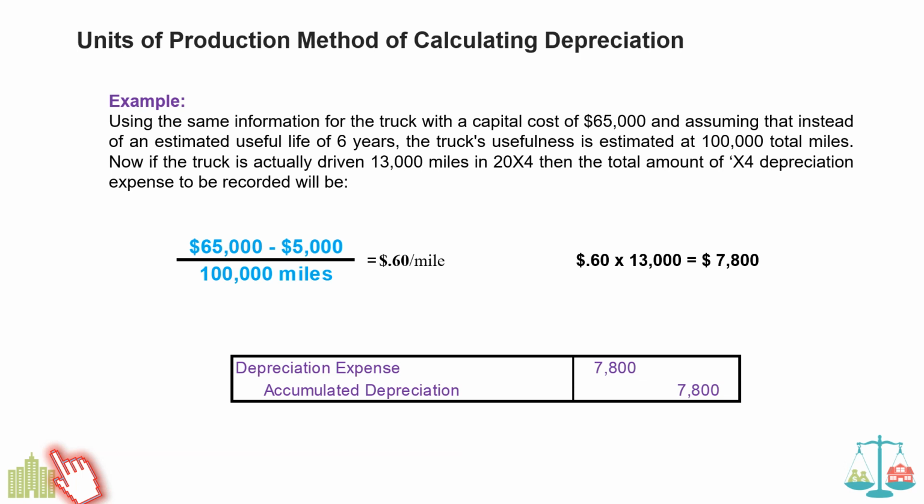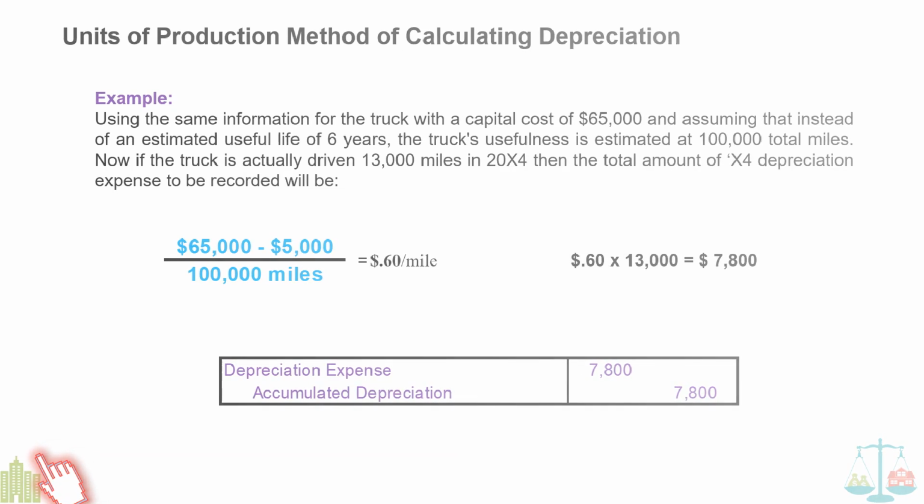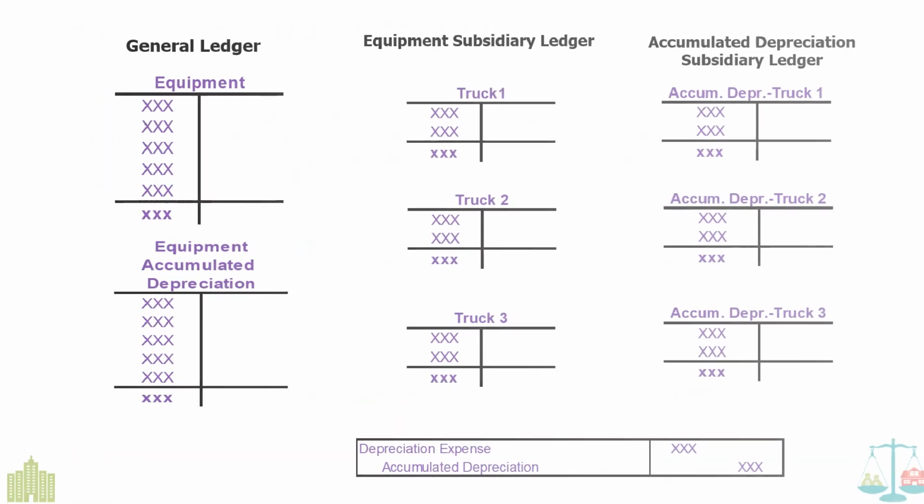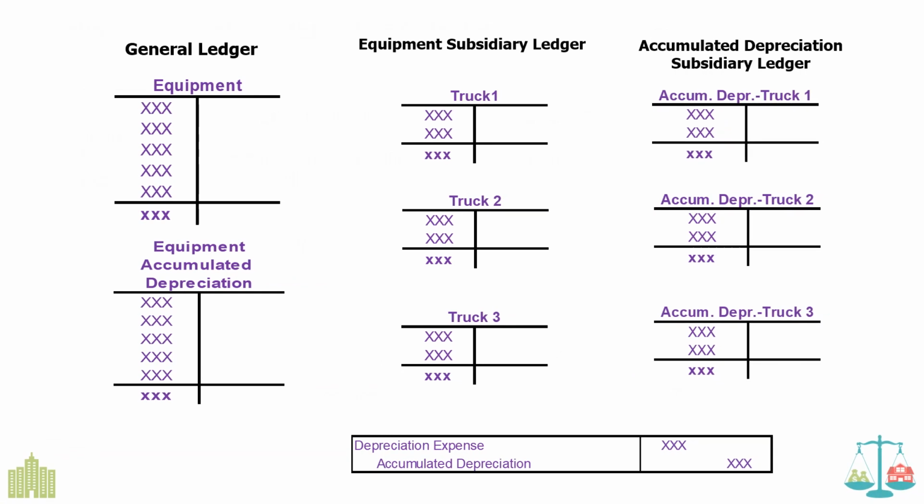It probably would be wise here to go off on a little tangent and make one other mention. Some companies have hundreds of delivery trucks, maybe even thousands of delivery trucks. How are we going to account for that? Do we need to calculate depreciation on every single one of those trucks? And how would we do it?